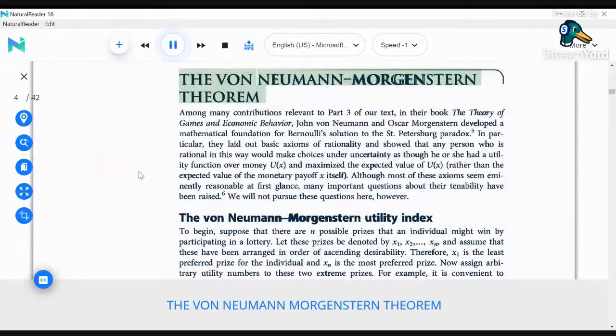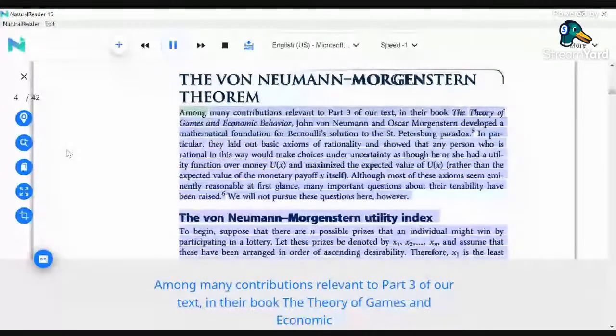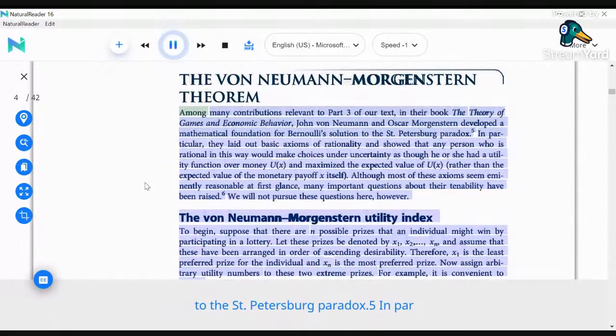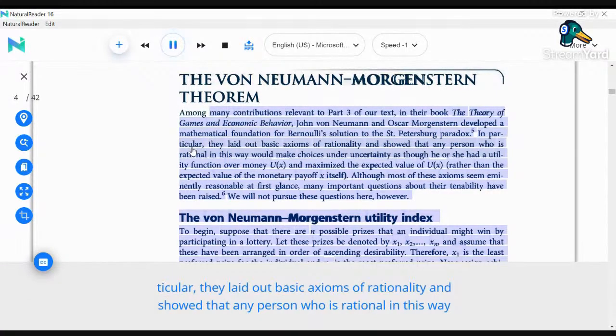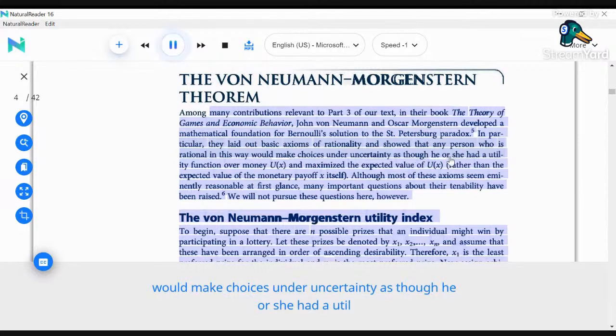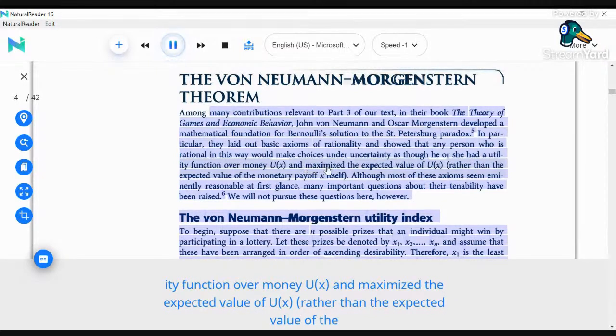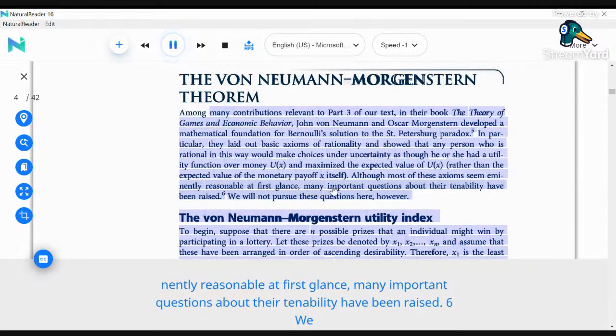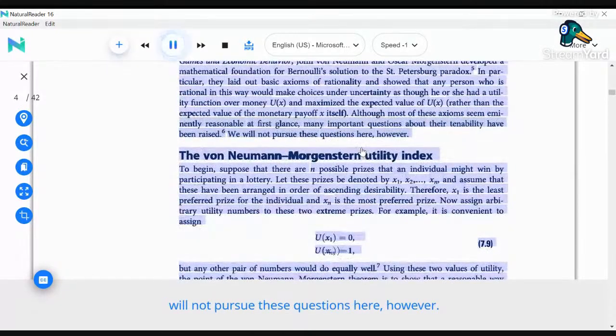The von Neumann-Morgenstern theorem. Among many contributions relevant to Part 3 of our text, in their book The Theory of Games and Economic Behavior, John von Neumann and Oscar Morgenstern developed a mathematical foundation for Bernoulli's solution to the St. Petersburg paradox. In particular, they laid out basic axioms of rationality and showed that any person who is rational in this way would make choices under uncertainty as though he or she had a utility function over money, U(x), and maximized the expected value of U(x), rather than the expected value of the monetary payoff x itself. Although most of these axioms seem eminently reasonable at first glance, many important questions about their tenability have been raised. We will not pursue these questions here, however.